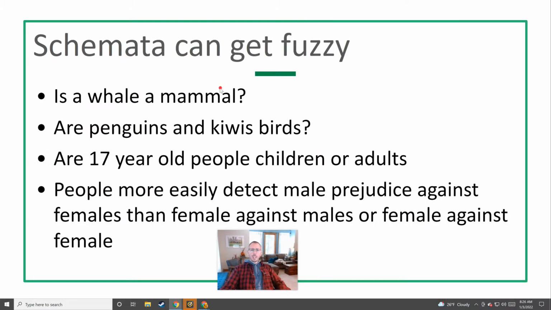Schemata, which is the plural, can get fuzzy. So is a whale a mammal? Yeah, technically we know the definition is a mammal, but it doesn't really fit. So it's not the first thing we think of when I say mammal to you. I don't say a bird and you immediately think of penguins. Yes, technically they are, but they are kind of on the peripheral edge of your schema.